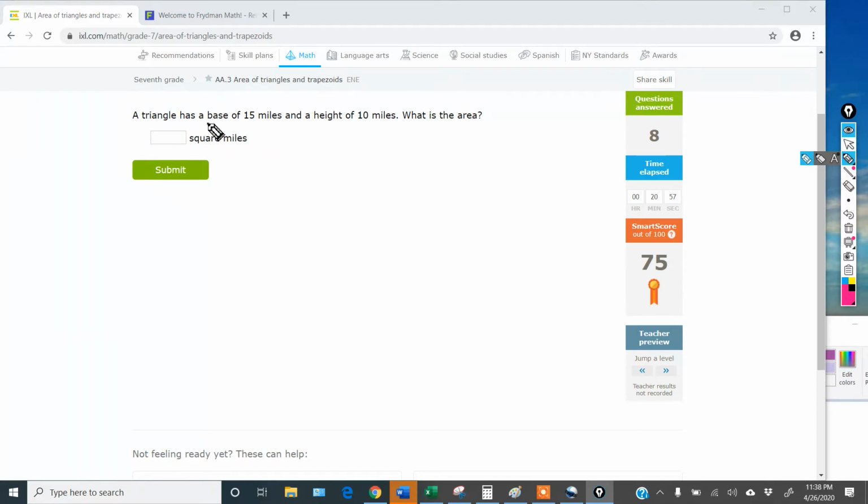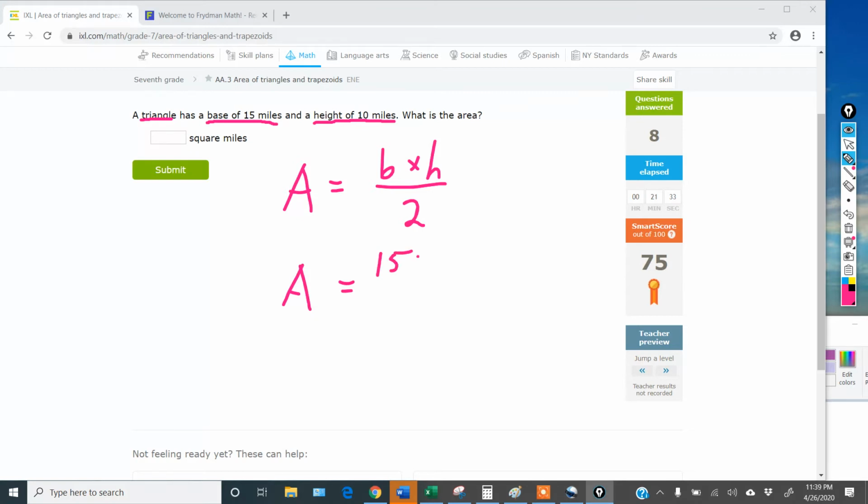So yeah, they're telling us that the base of the triangle, that's also important to read. So this is a triangle that we're talking about, not a trapezoid. So the base of that triangle is 15 miles, and the height of the triangle is 10 miles, and we are looking for the area. So let's go ahead and write our triangle formula. Area is equal to the base times the height divided by 2. Plug those numbers in. So the base is 15, the height is 10, and divide that by 2. So the area is equal to 15 times 10 is 150 divided by 2, which is equal to 75. And that's going to be square miles.